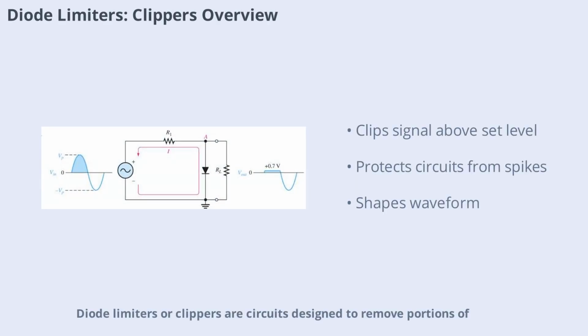Diode limiters, or clippers, are circuits designed to remove portions of a signal voltage above or below certain levels. They're widely used to protect sensitive components from voltage spikes and to shape waveforms in signal processing. There are two basic types: positive limiters, which clip the positive part of the input voltage, and negative limiters, which clip the negative part. By controlling which part of the signal is clipped, these circuits help maintain desired voltage ranges and prevent damage or distortion.